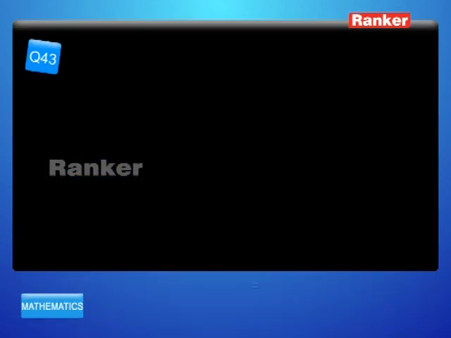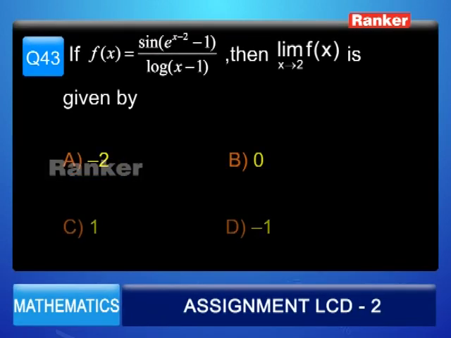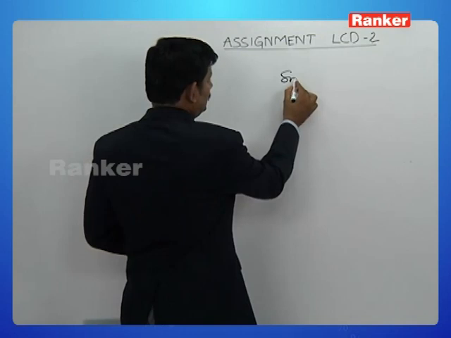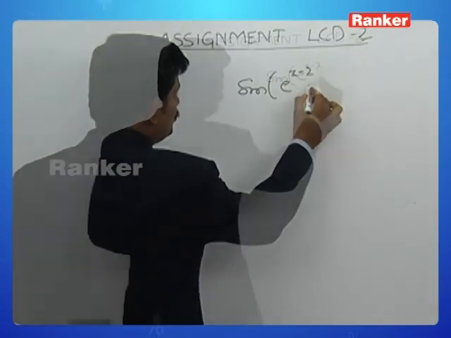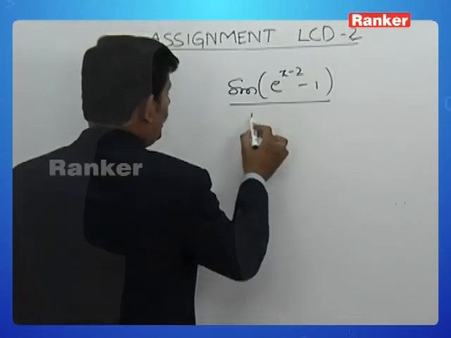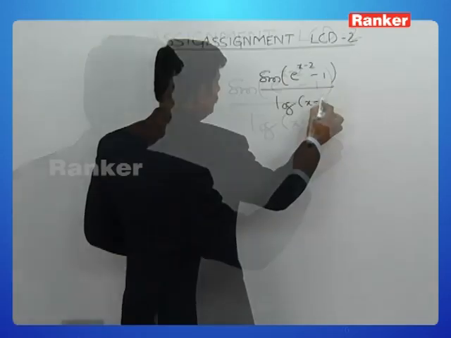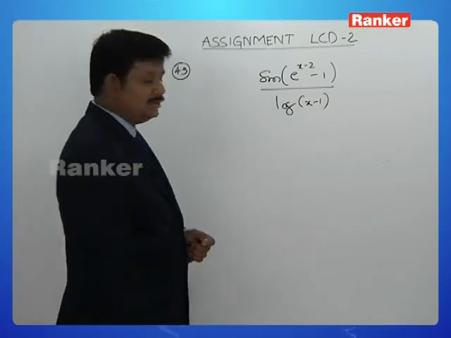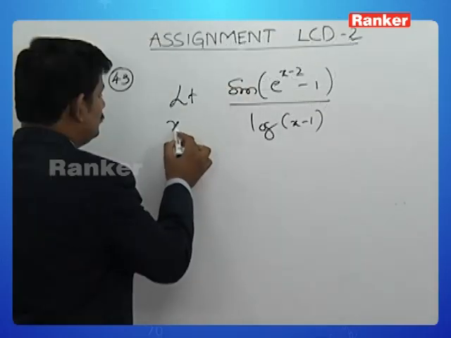Next question. If f of x is equal to sine of (e to the power x minus 2, minus 1) divided by (log x minus 1), then evaluate the limit as x tends to 2 of f of x. F of x is given to be sine of e to the power x minus 2 minus 1, divided by log x minus 1, and we need to evaluate the limit as x tends to 2 of f of x.